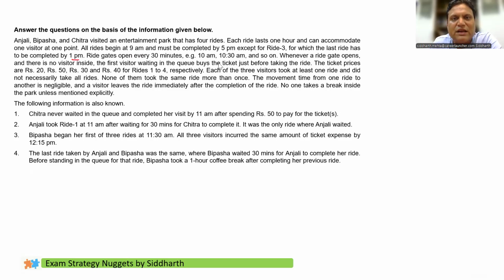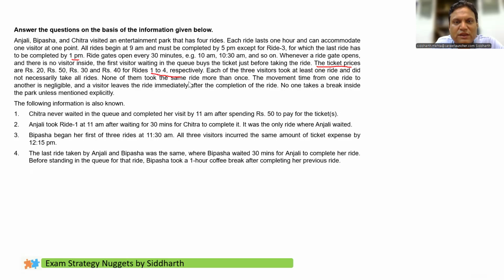Rides open every 30 minutes, for example 10 a.m., 10:30 a.m., and so on. Whenever a ride opens and there is no visitor inside, the first visitor waiting in the queue buys the ticket just before taking the ride. The ticket prices are 20, 50, 30, and 40 for rides 1 and 2 to 4 respectively. So this is a fixed thing. In some questions, this word "respectively" is not given, but here I know ride 1 is for 20, ride 2 is for 50, and so on. Each of the three visitors took at least one ride and did not necessarily take all rides.